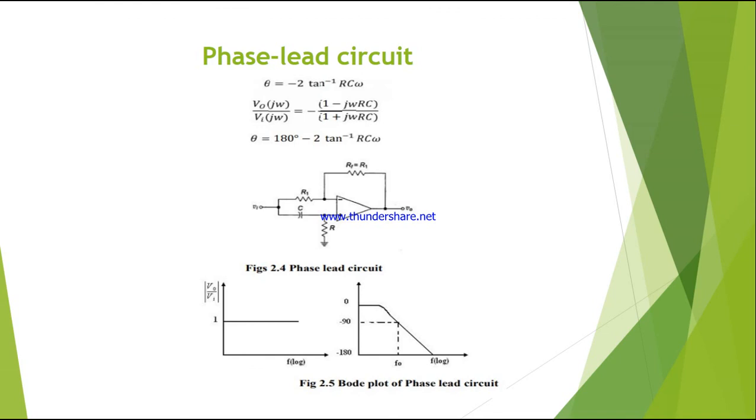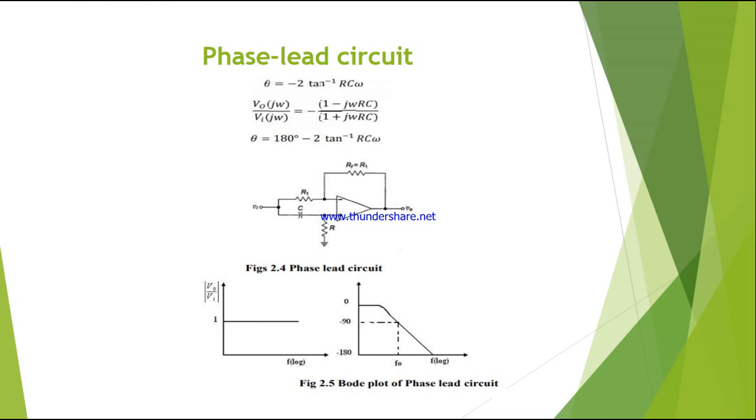Next, in the case of the phase lead circuit, the RC circuit forms a high pass network, and the output voltage is expressed using the first equation, that is V naught of j omega by Vi of j omega equal to 1 minus j omega RC divided by 1 plus j omega RC.